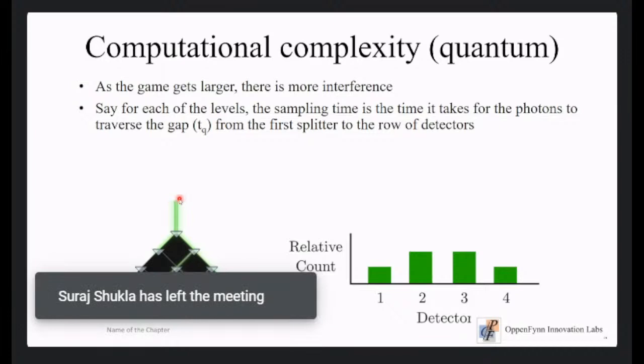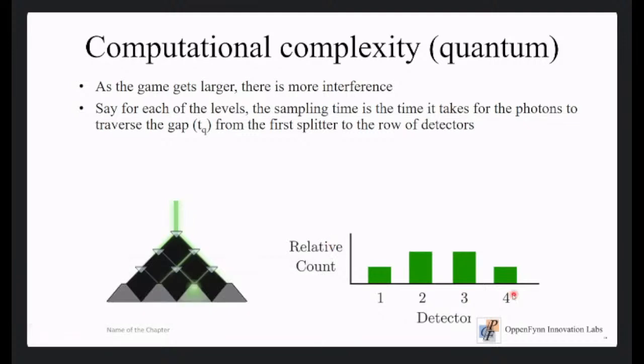All I have to do is shine two photons, repeat the experiment a number of times, and if I count the number of times the photons hit a particular detector, I get the count over here. Now let's compare the time.